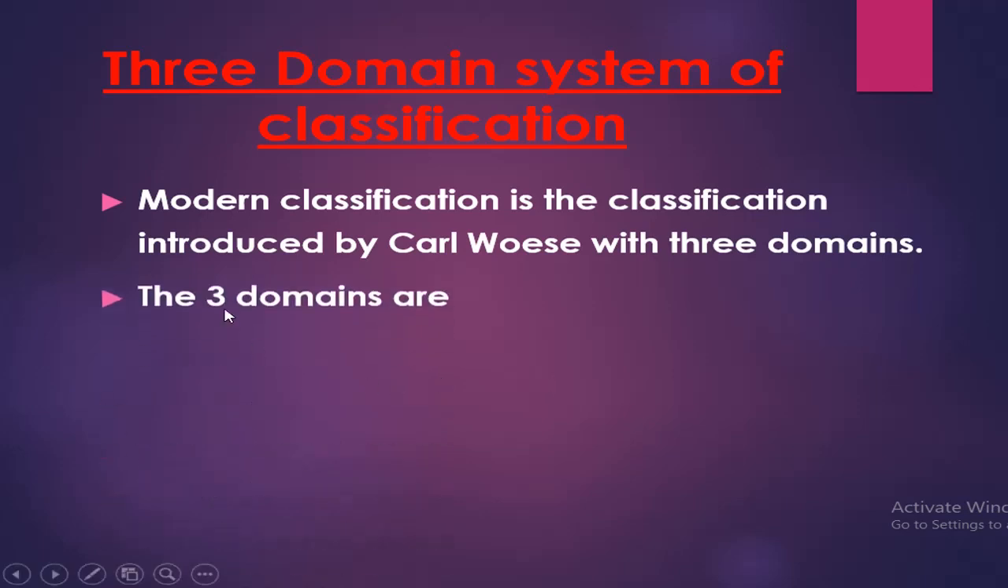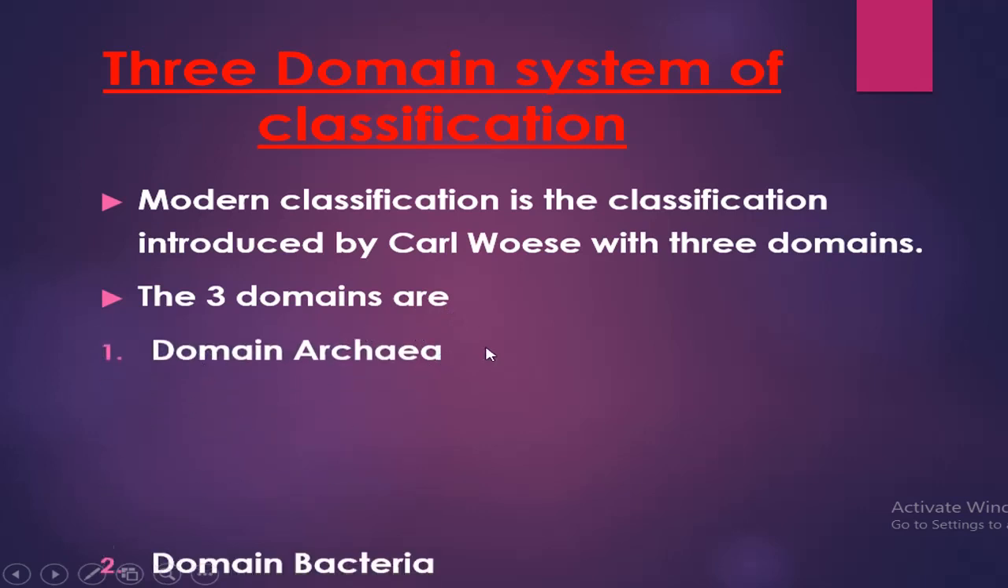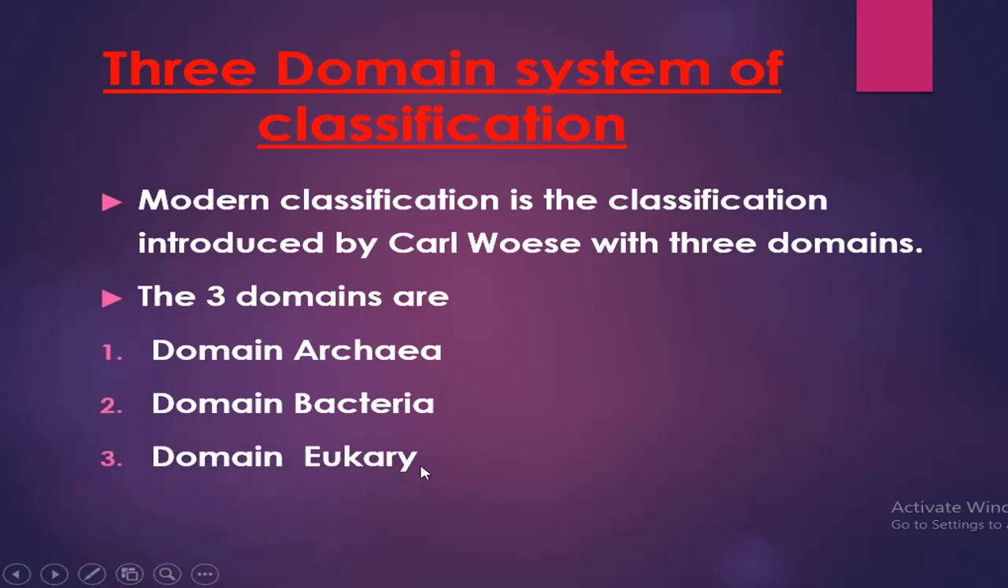Okay, next one, the three domains are domain Archaea, domain Bacteria, and domain Eukarya. According to this method, all the organisms in the world belong to these three domains. What are the three domains? Domain Archaea, domain Bacteria, domain Eukarya.